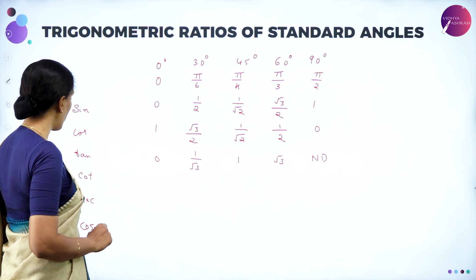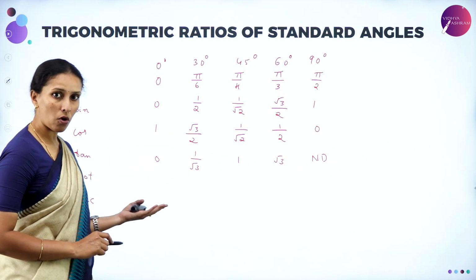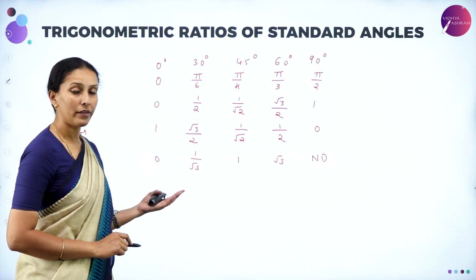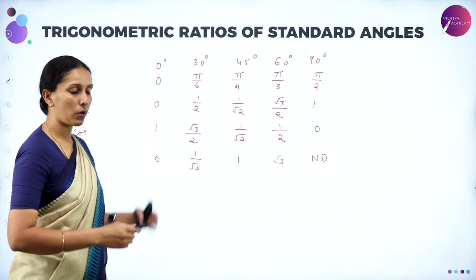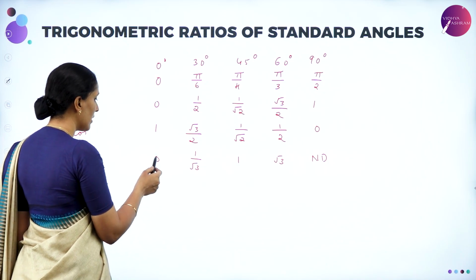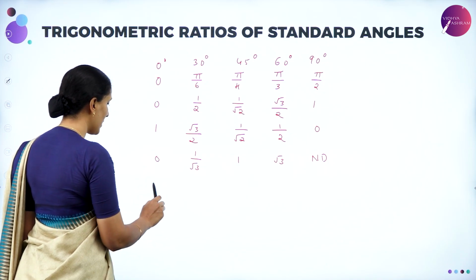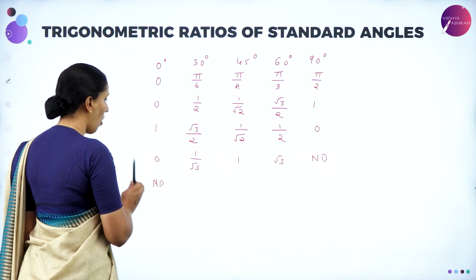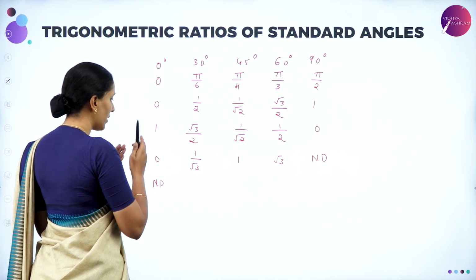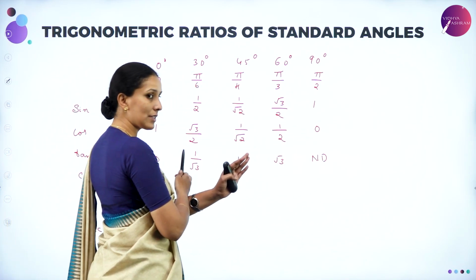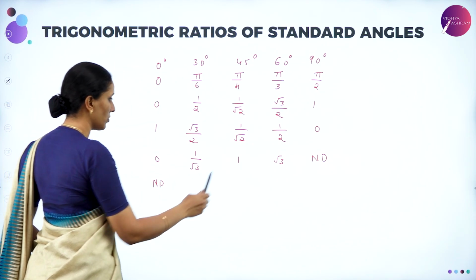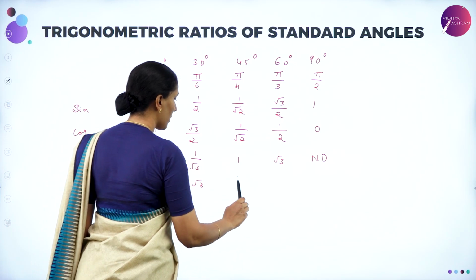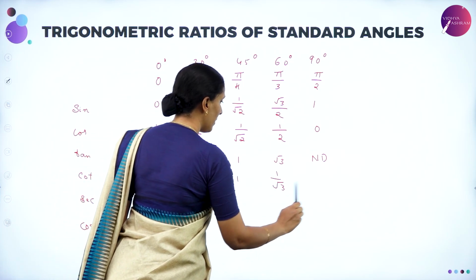Next is cot. We know that cot is the reciprocal of tan according to the reciprocal relation. Whatever you have in tan, just take the reciprocal of the values. So, this is 0 by 1, which becomes 1 by 0, which is not defined. Or, if you reverse the values you have written in tan from left to right, then the values will be from right to left for the cot function. So, it is root 3, 1, 1 by root 3, 0.